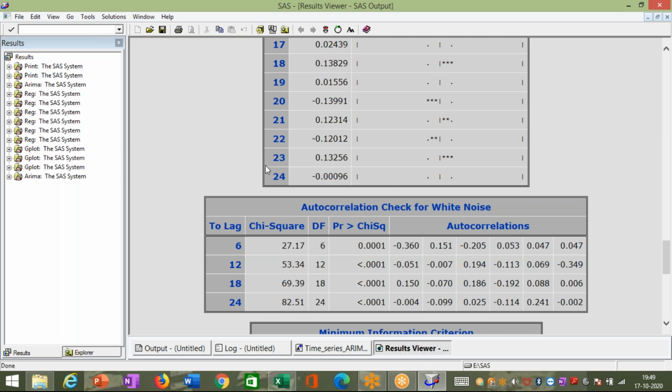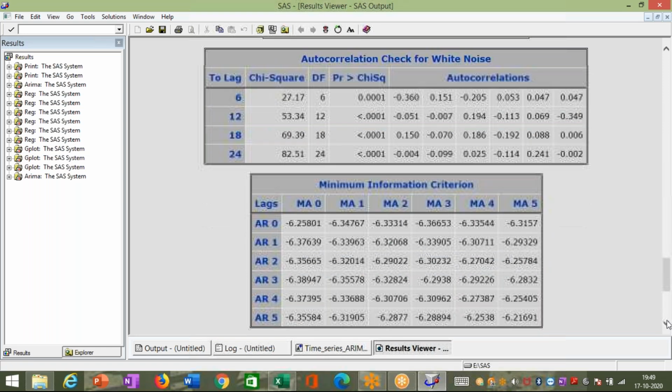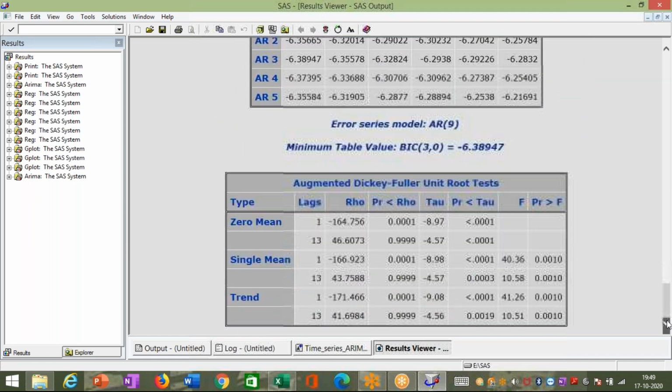So what we want to look into is whether the autocorrelations are statistically significant over here. One thing we can see is that yes, the autocorrelations are statistically significant, and we can see that the autocorrelations were spiking up, which shows the existence of seasonality. So these are some of the important interpretations.